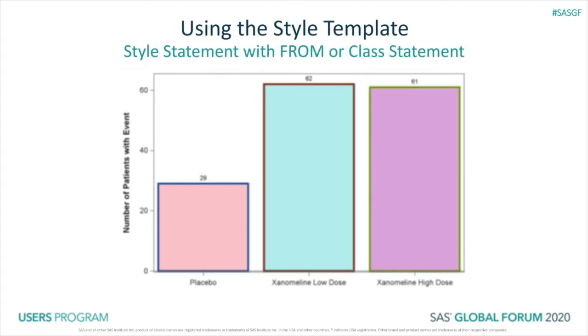But if we use a style with the from or the class statement, we now see that the line around the bar charts are now different colors, because now it's taking and inheriting the actual attributes from graph data 1, graph data 2, and graph data 3 from the Daisy style. It's only changing that fill area color.